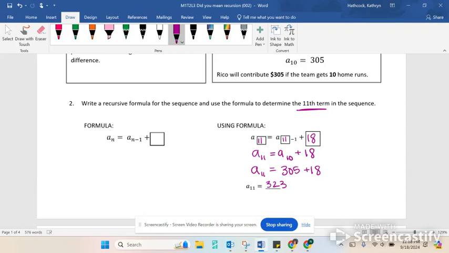So again, if you're not sure where I'm getting these numbers, this 11 goes in place of my n's. This 18, this is my common difference. And then I also have this 305. Where do I get that 305 from? Well, I know that's my 10th term. I figured that out already.